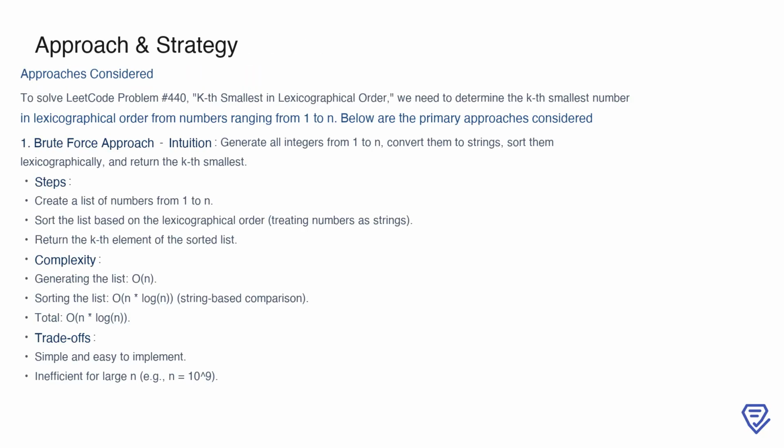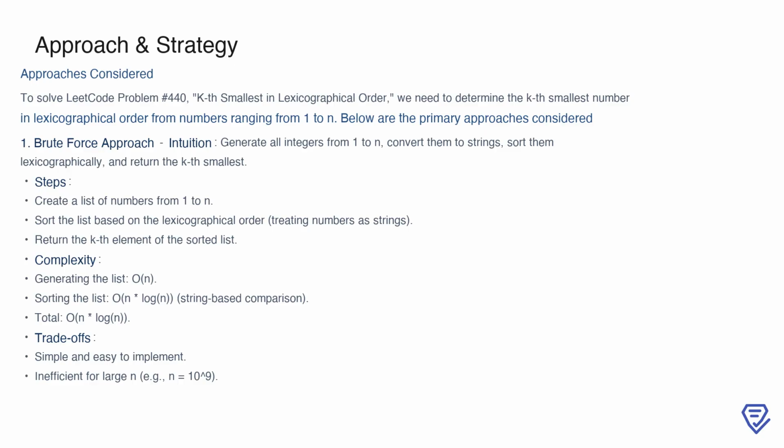To solve the problem of finding the Kth smallest number in lexicographical order, we can consider several approaches. The first is a brute force approach, which is straightforward but inefficient for large inputs. The idea is to generate all integers from 1 to n, convert them to strings, sort them lexicographically, and then return the Kth smallest element. This involves creating a list of numbers, sorting them based on lexicographical order as strings, and simply picking the Kth number in the sorted list.